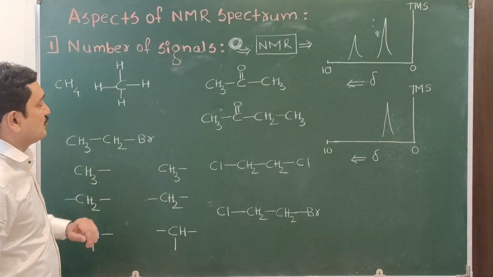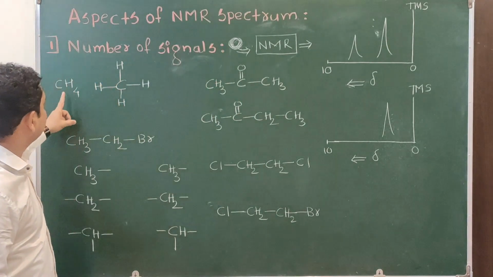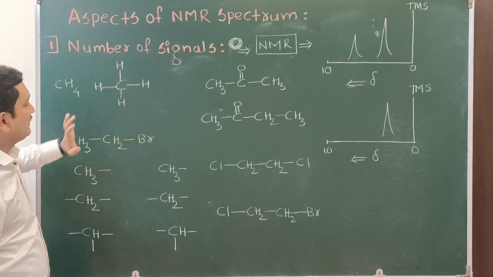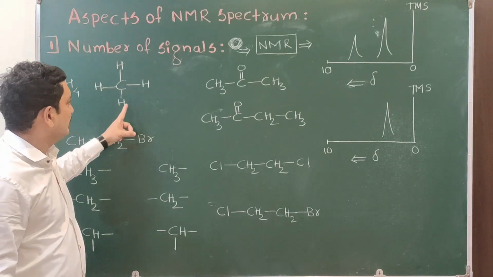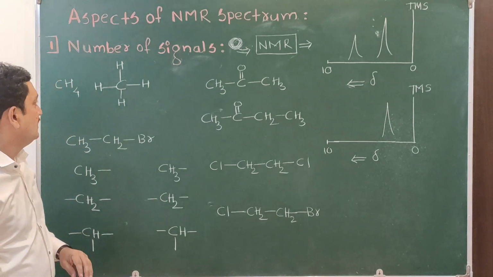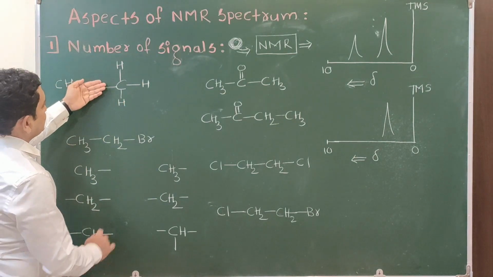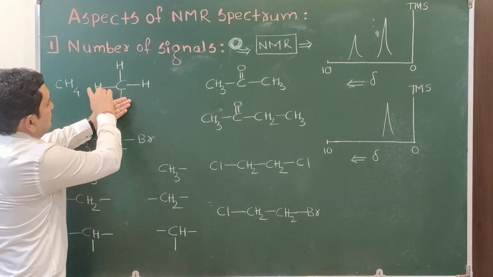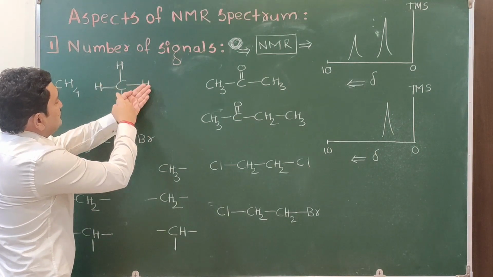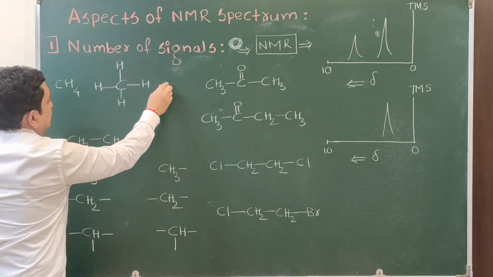This one is CH4. Suppose our unknown compound is methane. It has a total of 4 hydrogens. In NMR only hydrogen will give signal as it is a PMR. All the hydrogens are in the same environment. The environment for this hydrogen is CH3. For this one also CH3. For this one also CH3. All the hydrogens are in the same environment.